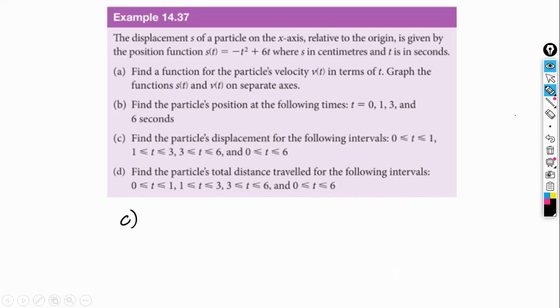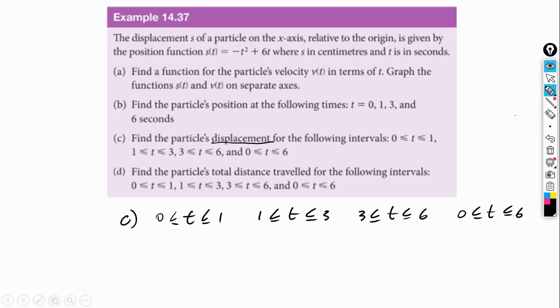For part C, they want us to find the particle's displacement for the following intervals: between 0 and 1 seconds, between 1 and 3 seconds, between 3 and 6, and finally between 0 and 6. So here they want the displacement. Displacement is not the same as distance. That's something that you have to be very careful with.